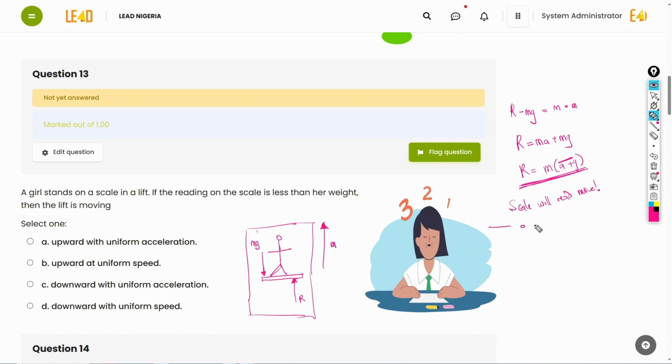Now, for when it's accelerating downwards, let's do it again. When it's accelerating downwards, I'm going to have R upwards minus mg. Remember, now it's accelerating downwards. R minus mg, my acceleration is now downwards, so that means it's going to be equal to m times minus a, because a is downwards. So R would be equal to mg minus ma, or R will be equal to m bracket g minus a. So when it's accelerating downwards, you have less on the scale, because your acceleration is reduced.